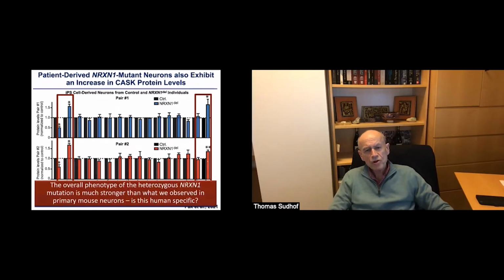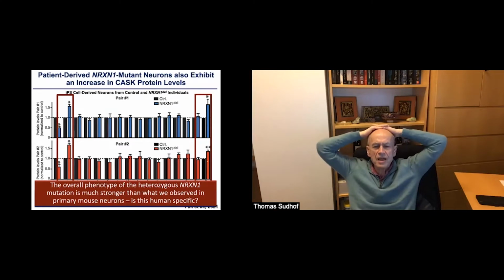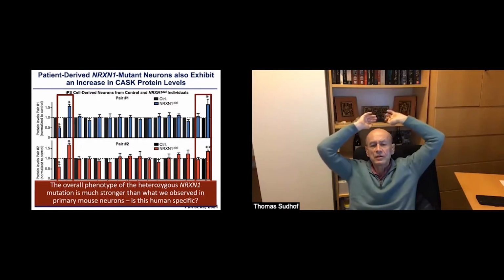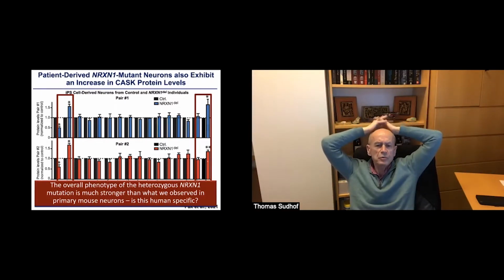So what emerges from all these patient studies is that we have a robust phenotype induced by heterozygous Neurexin 1 mutations at the very fundamental level. This is much stronger than what we had observed in primary mouse cultures.